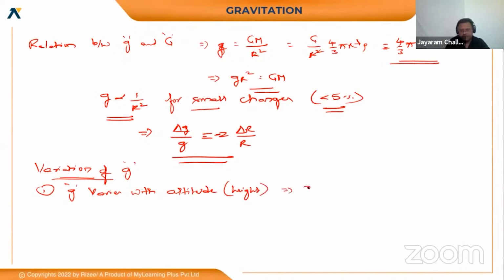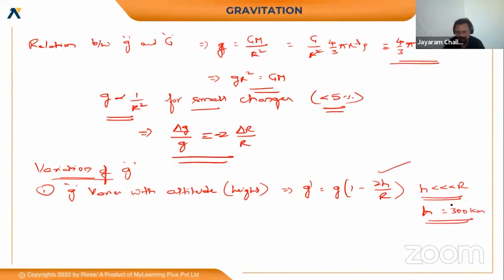G varies with altitude, that is height. It can be written as g dash is equal to g into 1 minus 2h by R. The h value has to be very, very much less than R. Maximum, you can go up to some 300 kilometers. If it is within this, use this formula. If it crosses 300 kilometers, don't use this formula.